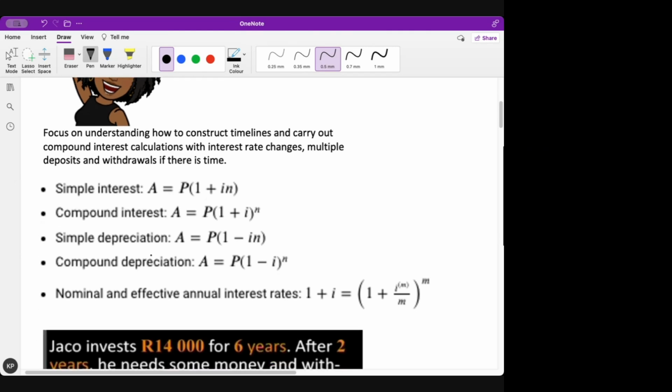So these are the important formulas that we're going to be making use of today. All right, we have our simple and compound interest as well as simple and compound depreciation.